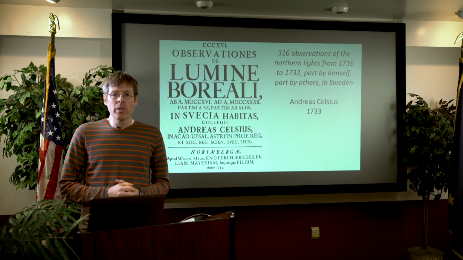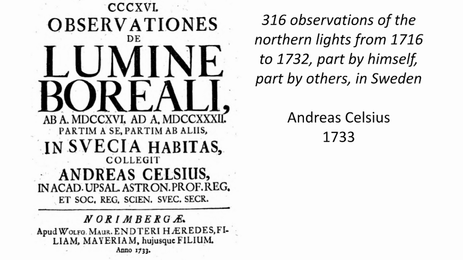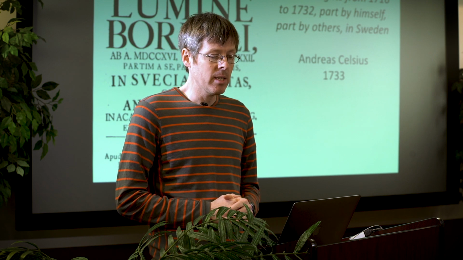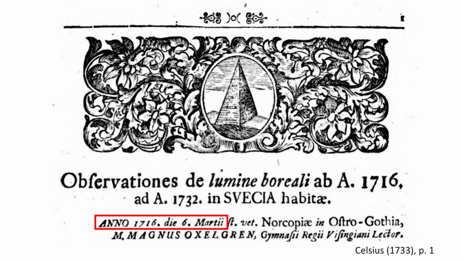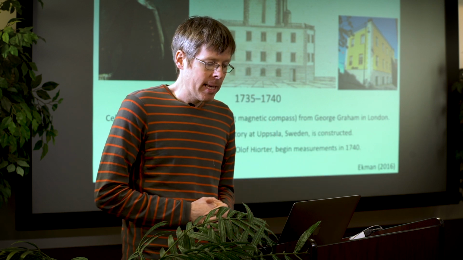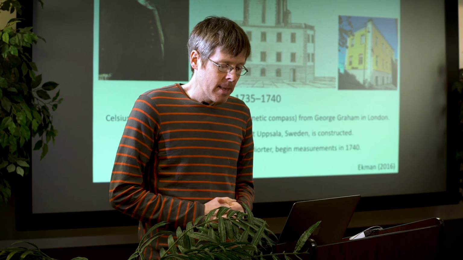In 1733, Celsius published a report in Latin entitled 316 Observations of the Northern Lights from 1716 to 1732, part by himself, part by others in Sweden. Basically, a catalog of descriptions of aurora displays in Sweden. And the first entry, March 6th, 1716, the display that Halley had described and that triggered so much interest across Europe. This prompted Celsius to develop methods and measurements for thinking about the sky, astronomy, and the aurora.